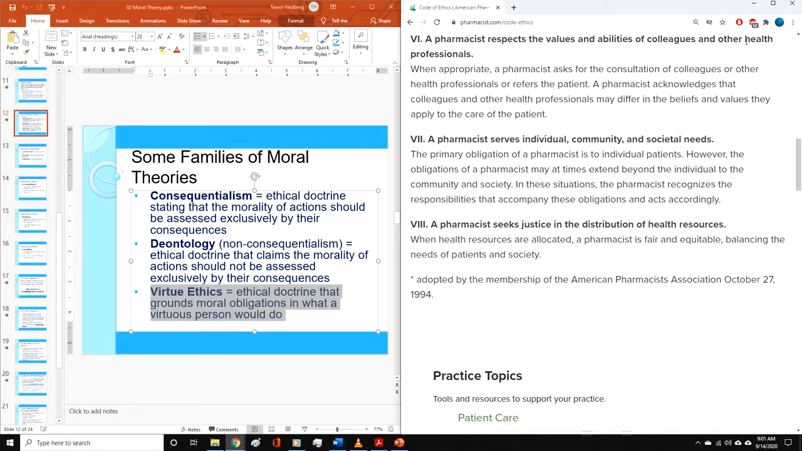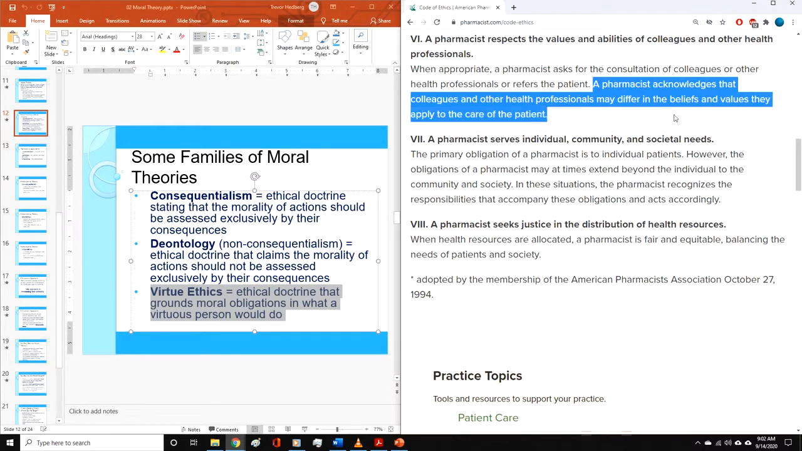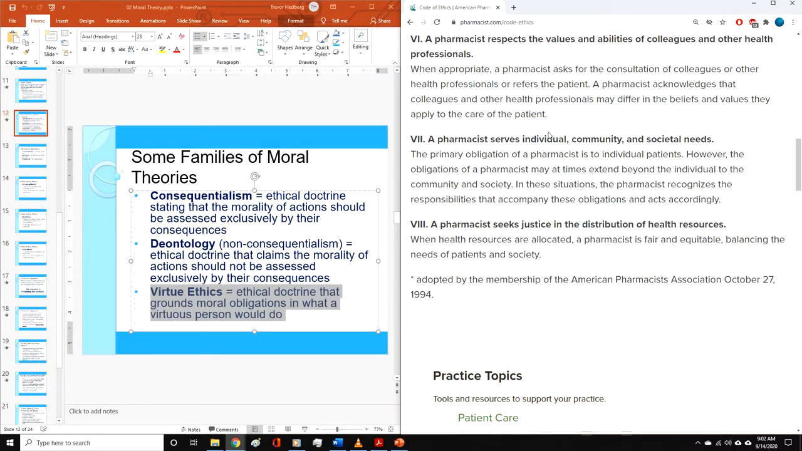A pharmacist respects the values and abilities of colleagues and other health professionals. This is a respect-based principle. Respect-based principles are typically associated with deontology. This is basically a respect for professional disagreement. A pharmacist acknowledges that colleagues and other health professionals may differ in the beliefs and values that they apply to the care of the patient. So it's a respect for potential professional disagreement among intelligent people.